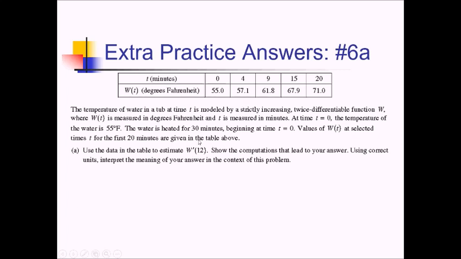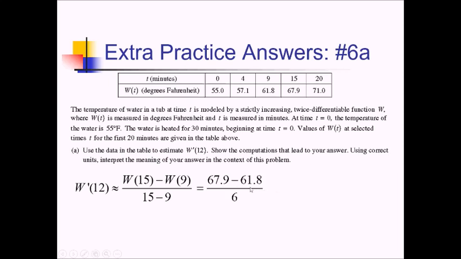I'm going to use the smallest interval that contains 12. So the interval from 9 to 15 seems like a good one to use. So let me do W of 15 minus W of 9 all over 15 minus 9. That's going to be 67.9 minus 61.8 all over 15 minus 9, or 6, however you want to write it. We could actually leave it like this and just stick units on it. We don't have to simplify it, but I feel like simplifying.